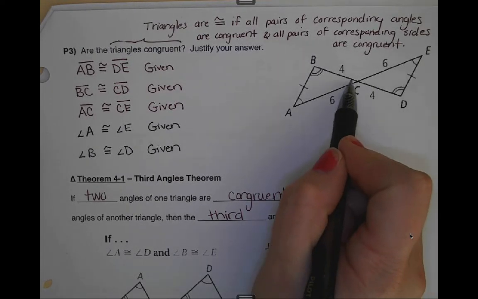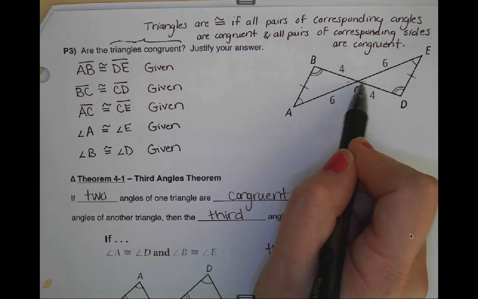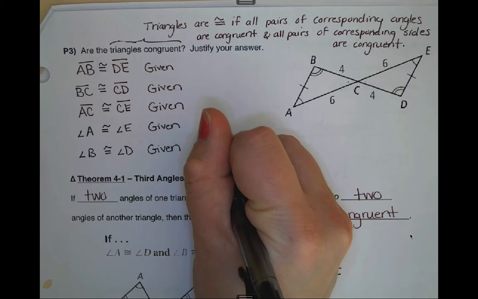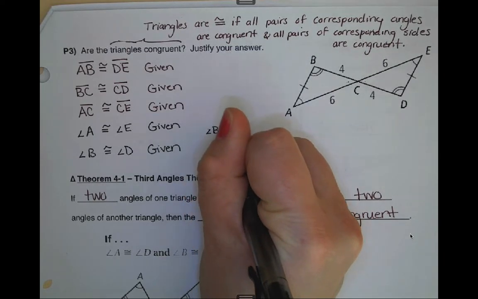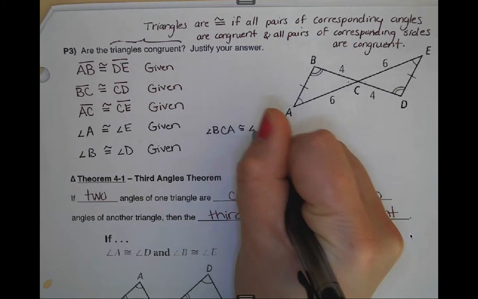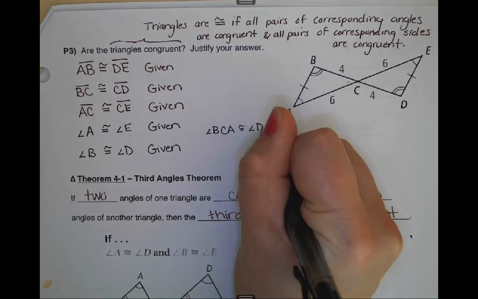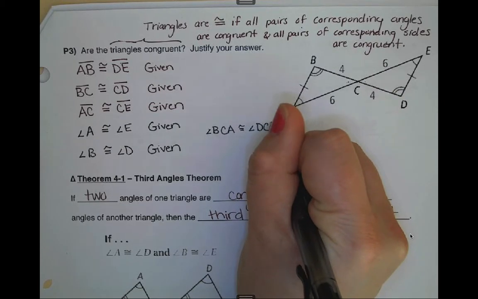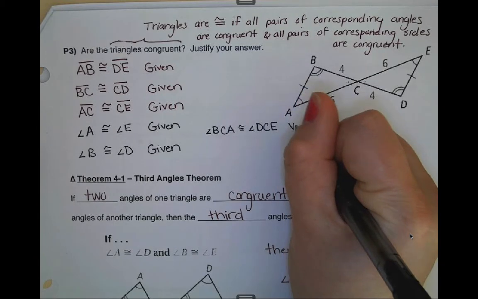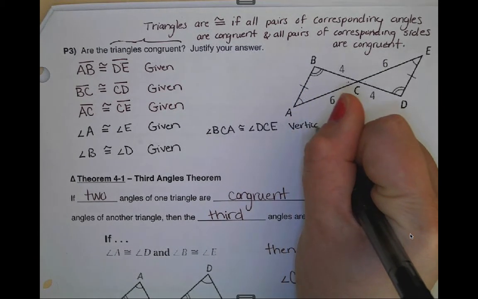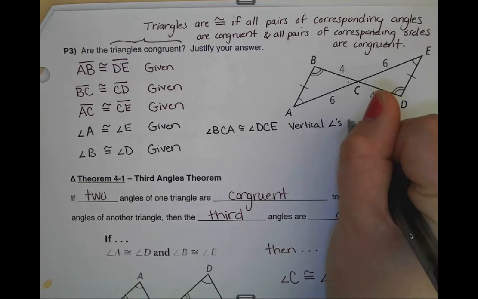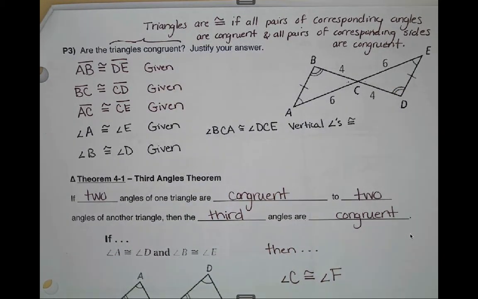However, I am going to have to name these angles here that are a pair of vertical angles with 3 letters. So I would have to say something like angle BCA is congruent to angle DCE, as long as the C is in the middle. And the reason is that they are vertical angles. So you could say vertical angles theorem, you could just say vertical angles congruent, either one would be fine.